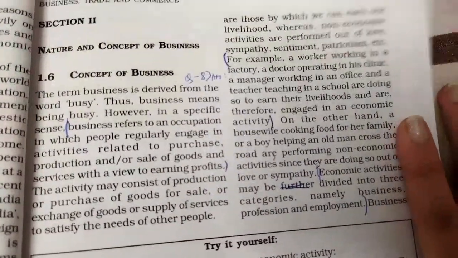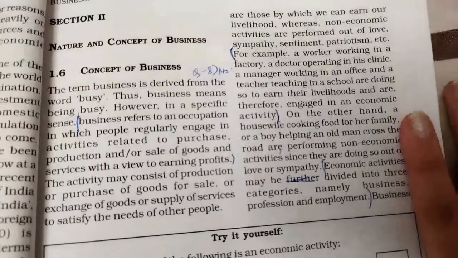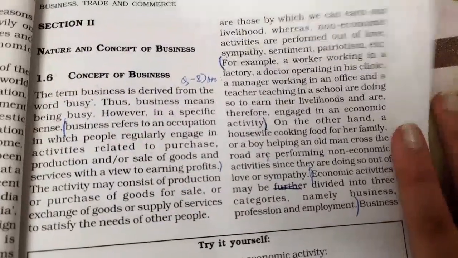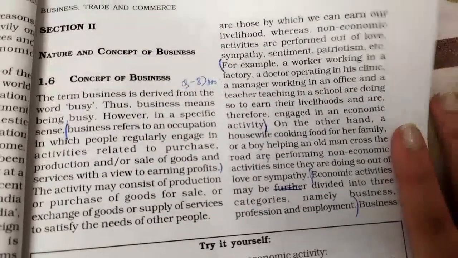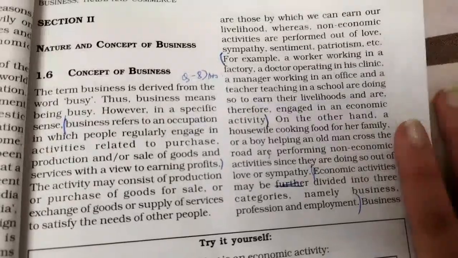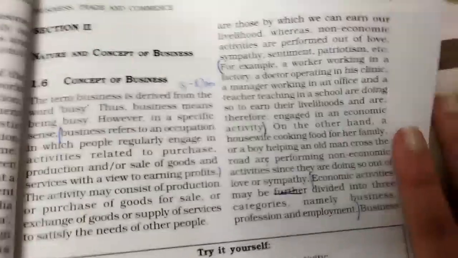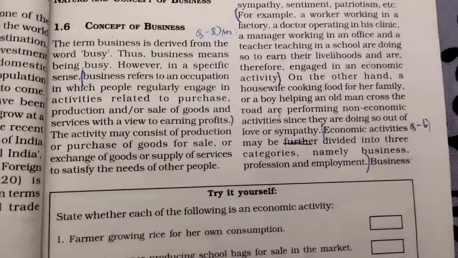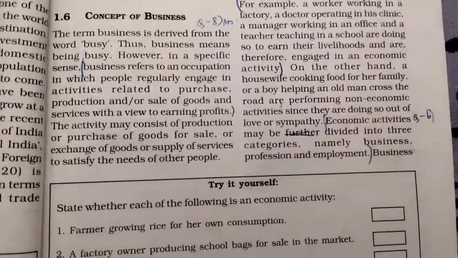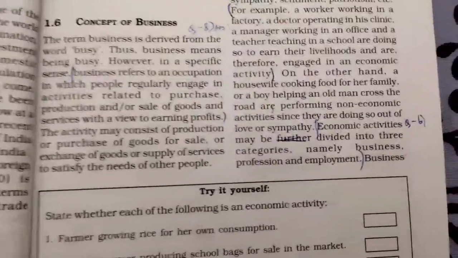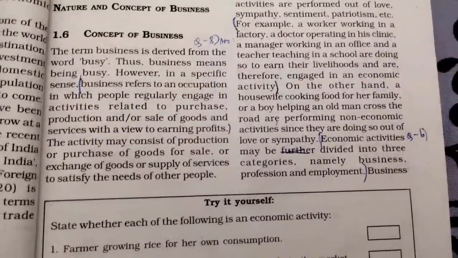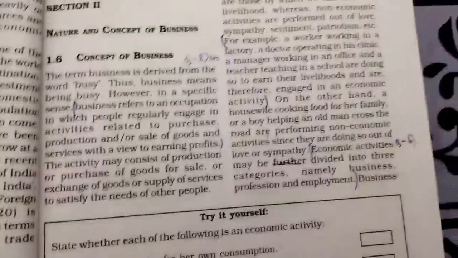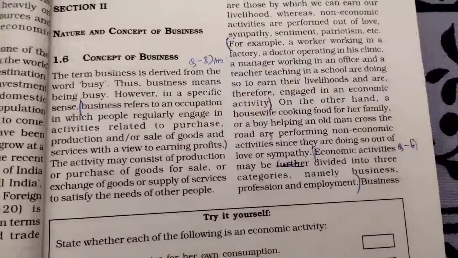The term business is derived from the word busy. And what is business? Business refers to an occupation in which people regularly engage in some activities. It is related to purchase and production and or sale of goods and services with a view to earning profits. The activity may consist of production or purchase of goods for sale or exchange of goods or supply of services to satisfy the needs of other people as well as the society.